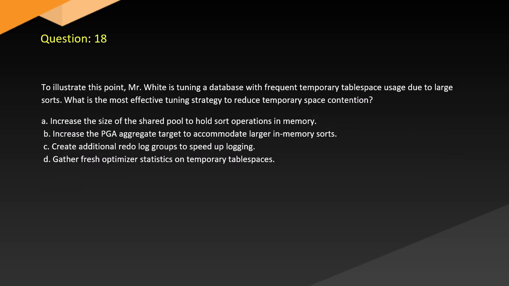Question 18. To illustrate this point, Mr. White is tuning a database with frequent temporary tablespace usage due to large sorts. What is the most effective tuning strategy to reduce temporary space contention? A. Increase the size of the shared pool to hold sort operations in memory. B. Increase the PGA aggregate target to accommodate larger in-memory sorts. C. Create additional redo log groups to speed up logging. D. Gather fresh optimizer statistics on temporary tablespaces.